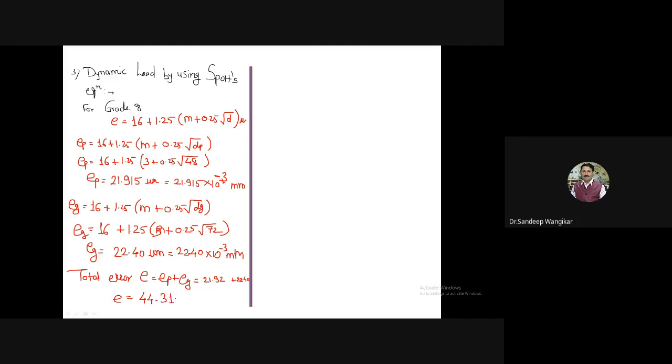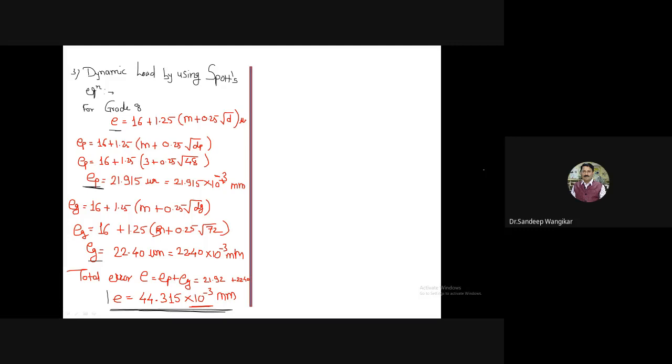44.315, whatever. So I will say here it is in micron into 10 raised to minus 3 millimeter. This is very important. If you will not put this 10 raised to minus 3, your further calculation or answer will go wrong. Therefore, this is very important. So in this step, this is the generalized formula. This we have calculated for error for pinion, this for error for gear, and this is our answer for the total error, which we will be substituting in the next step. I have already converted into millimeter.